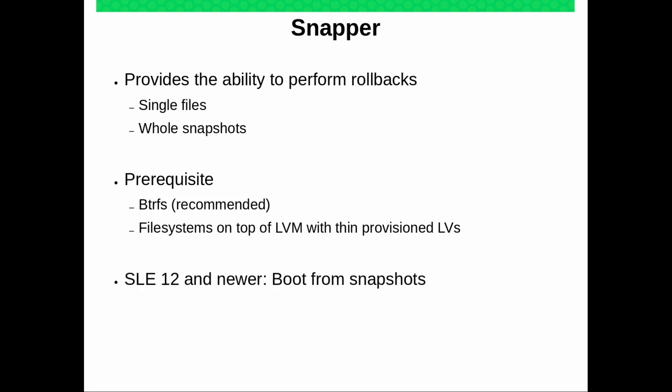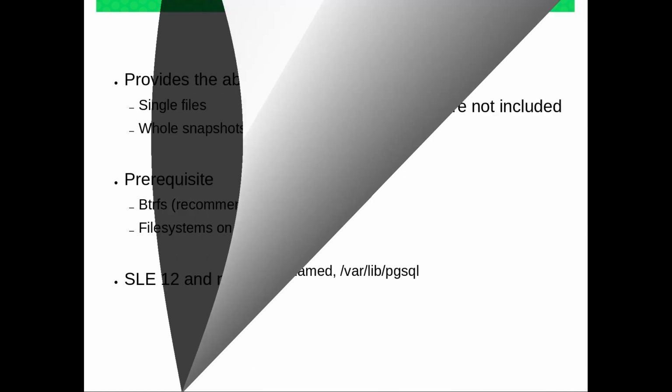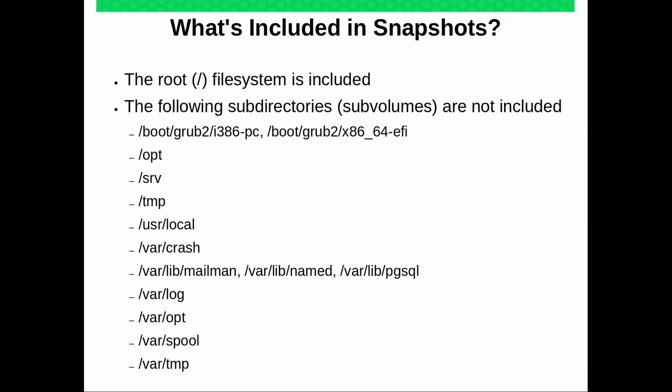Also, you do need SUSE Linux Enterprise 12 and newer in order to use the boot from snapshot function, which allows you during the boot menu to select a previous version of a volume and use that as your boot volume. So what's included in a snapshot?